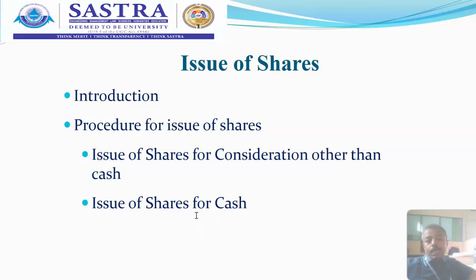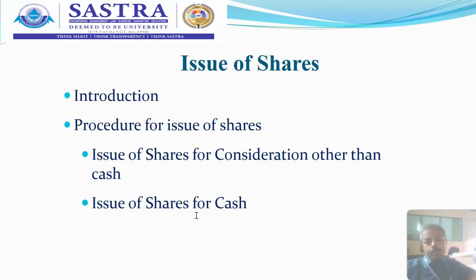When only one call is made, and then when the call money becomes due, then we can pass the journal entry as: Share first and final call account debited to share capital account, being the call money due on so many shares of rupees dash each.